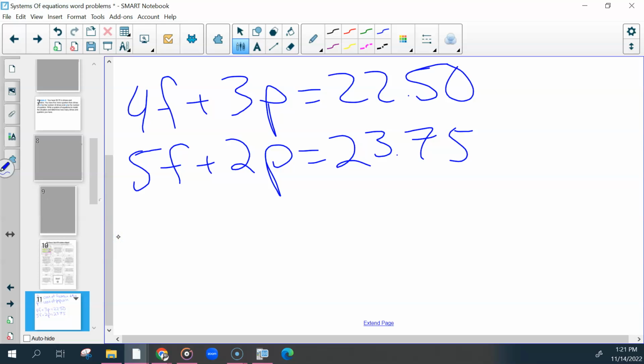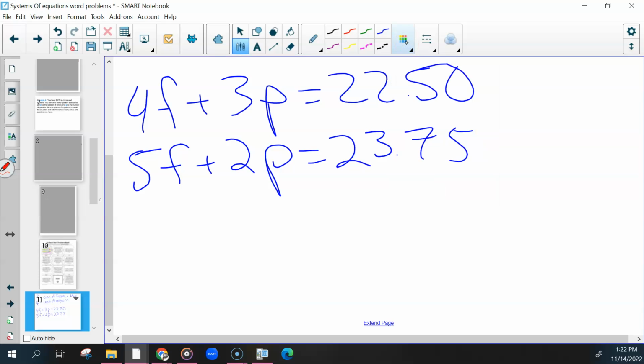So we have our two equations. Now, this one we're going to solve by elimination. The question is asking how much is a fountain drink, so we don't really need to know the cost of popcorn in this. Because of that, we're going to solve for one of the variables specifically so that we focus on cost of fountain drink. If we were to eliminate the P's, we would be left with the F's. So we're going to do that.